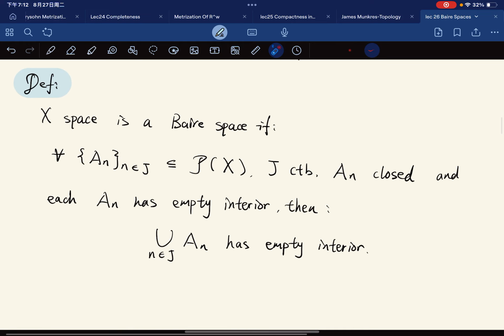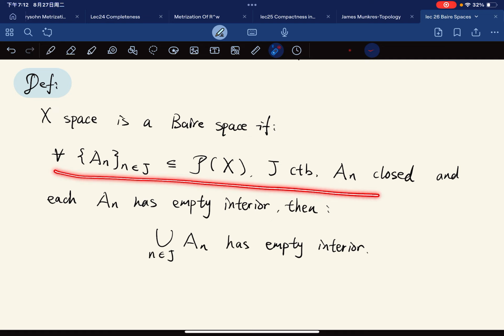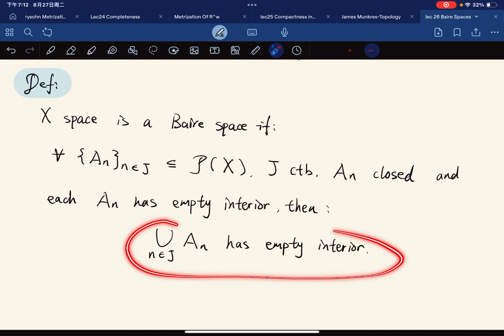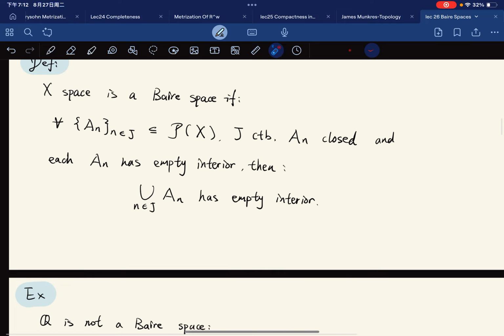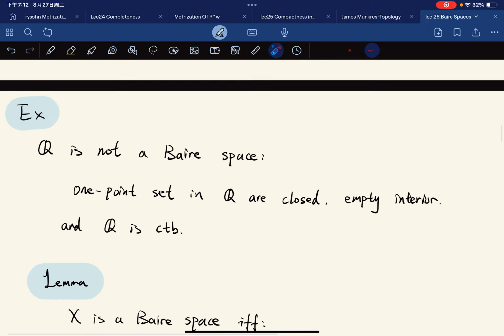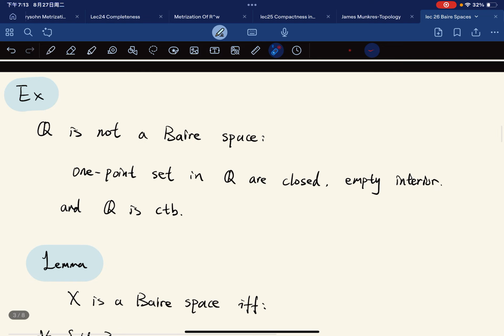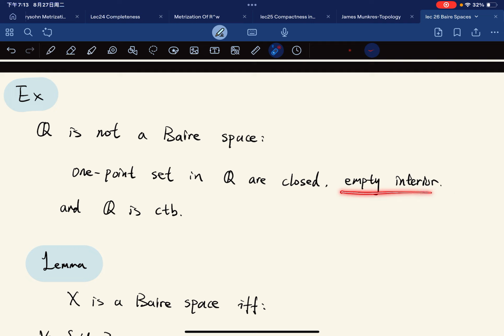So we can finally define that a space X is a Baire space if for any countable collection of closed sets such that each has empty interior, then their union also has empty interior, okay? So this is the definition of X being a Baire space. So an example again, the rationals are not a Baire space, right? Because one-point sets in Q are closed, right? And they have empty interior. And Q is the countable union of those one-point sets. So Q is not a Baire space.